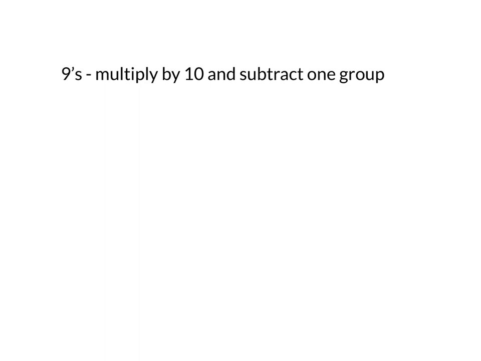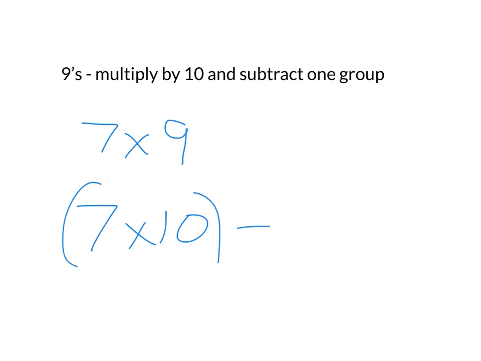So if I'm doing a fairly challenging expression, like 7 times 9, I can do 7 times 10, which is 70. And then I'm going to subtract one group, which means I'm going to subtract a 7, and I'm going to get 63. It's a fairly easy way to do 7 times 9 if you don't have that memorized already.